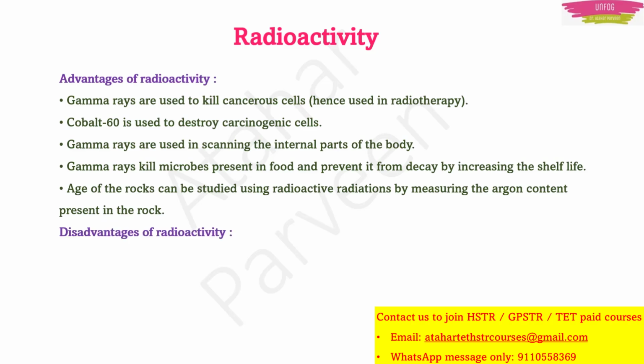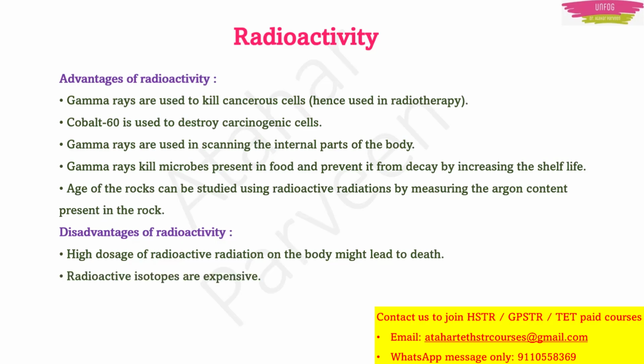Now, one or two disadvantages are also there. First is that a high dosage of radioactive radiation on the body might lead to death. So it is highly toxic. And then radioactive isotopes are very expensive because they are very rare. Main thing is that you cannot find them here and there. They are very rare. That's the reason why they are very expensive. Now gold and diamond are all rare, right? That's why they are expensive. Like that, radioactive isotopes are also expensive.